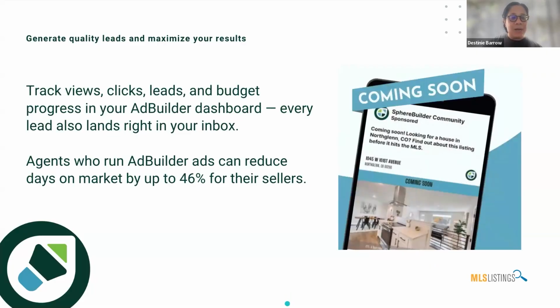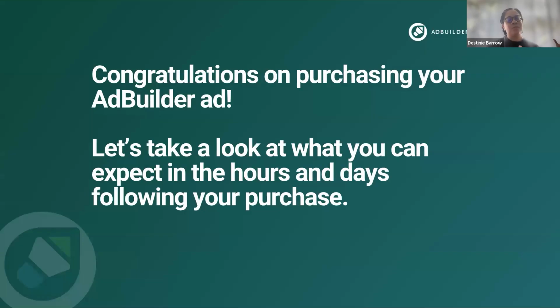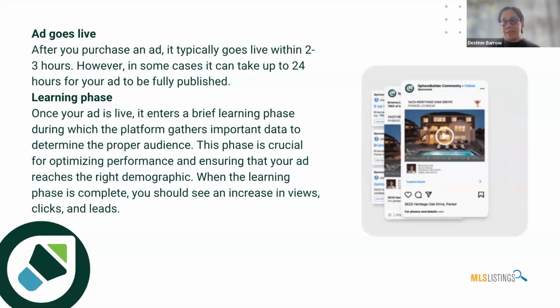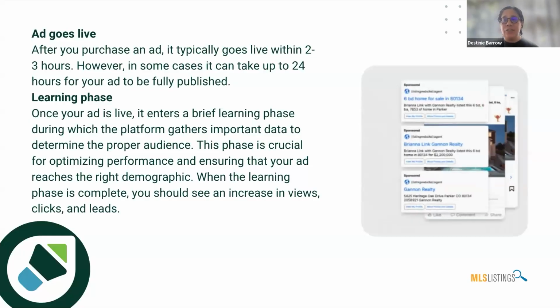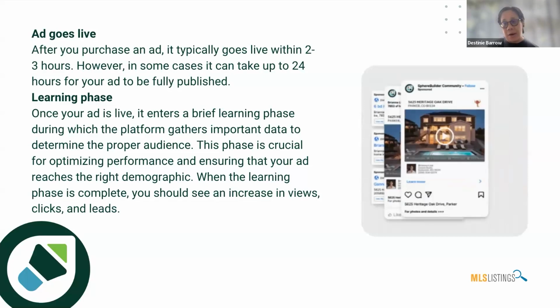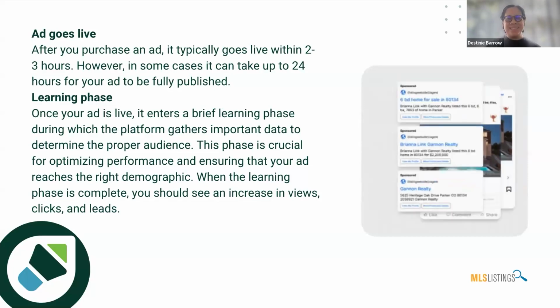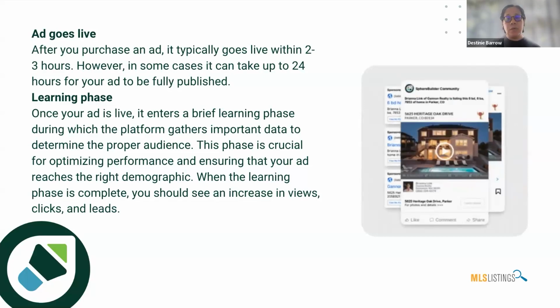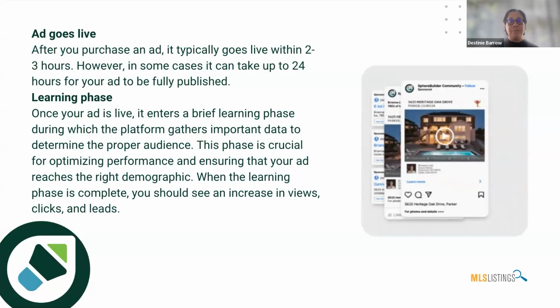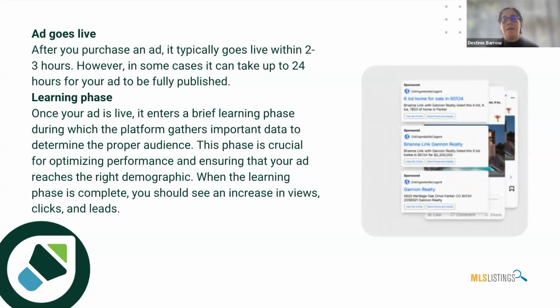All right, so now I'm going to go into, let's say you've purchased the ad. What happens after? What should you expect? Let's talk about that. Once your ad goes live after you purchase it, it usually becomes active within 2 to 3 hours. In some instances, it may take up to 24 hours for your ad to be fully published. So just so you know the timeline.